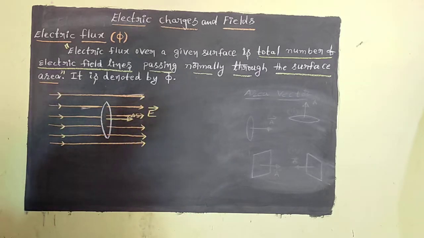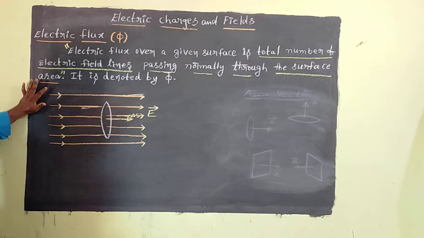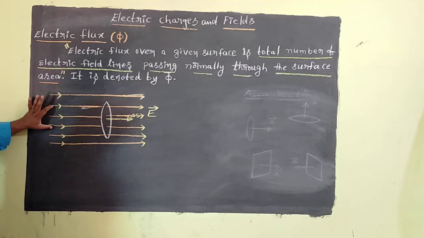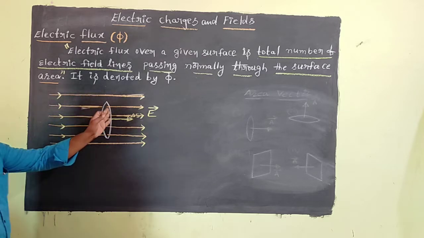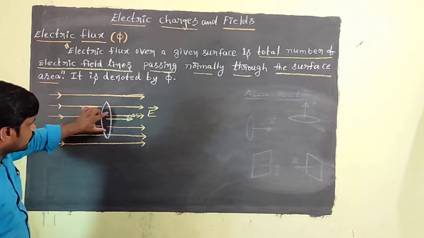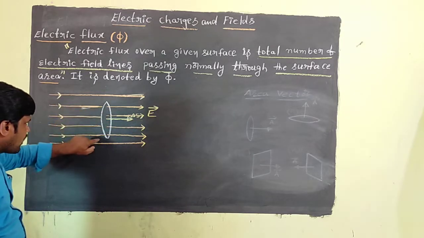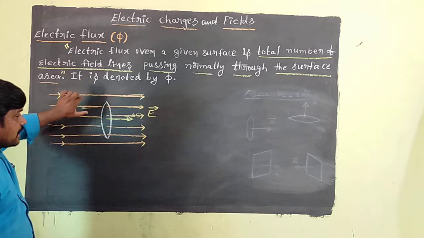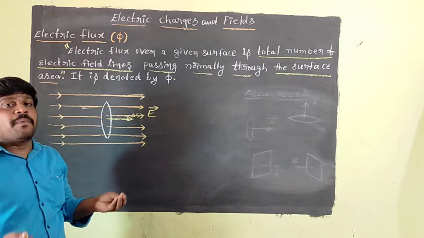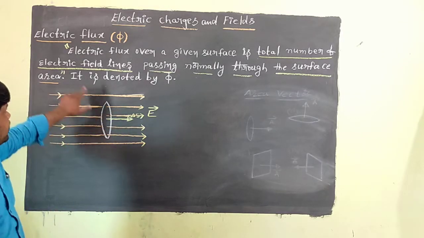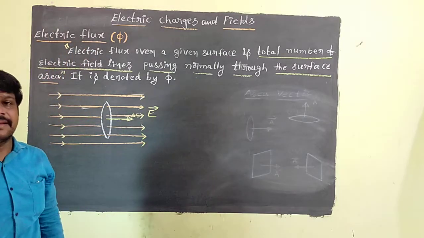Now here totally how many electric field lines are there? 6 are there: 1, 2, 3, 4, 5, 6. Among these 6, only 5 lines are entering into the surface and coming out from this surface. Sir, how many electric field lines are passing through this surface area? Those number of electric field lines are called electric flux. That means the number of electric field lines which are passing through this surface area, all together, are called electric flux.